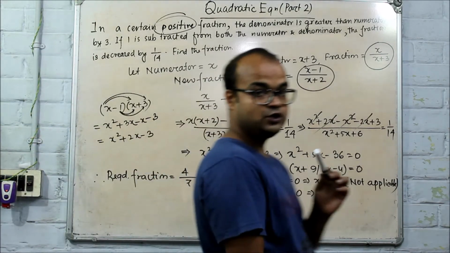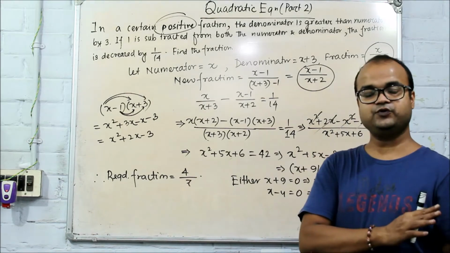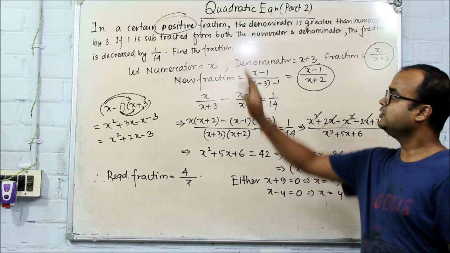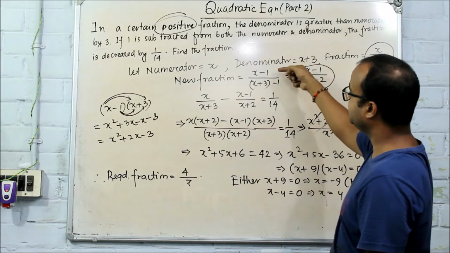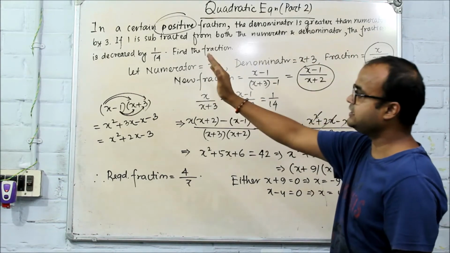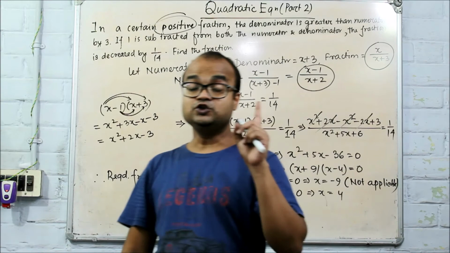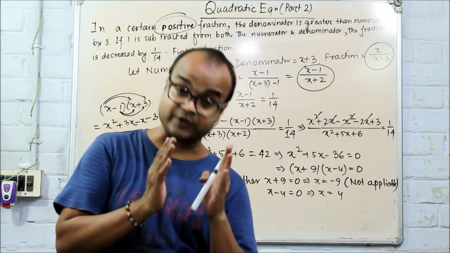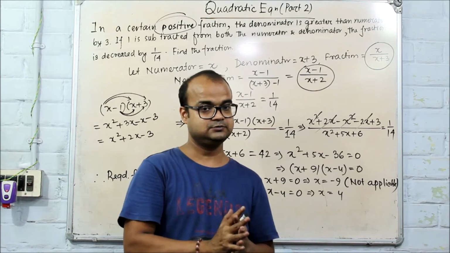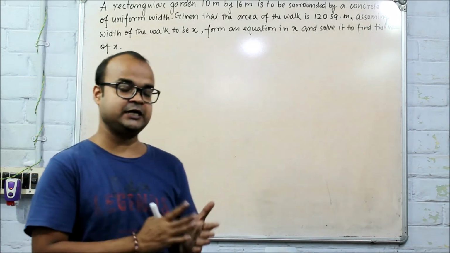Clear? So once you are solving the problem, read the question carefully as I discussed in the first part and follow the instructions given in the question. The way one is subtracted from numerator and denominator, I applied the instruction given. The fraction is decreased by 1 by 14, so I subtract. You have to read the question very carefully so that you analyze the question and formulate it. Clear?